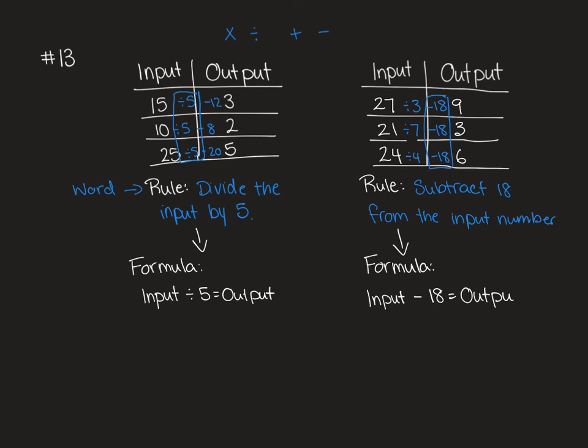So the only difference between the first 3 questions in 13 and the second 3 is that one is asking you to write it as a rule, and the next one is asking you to write it as a formula. So just a quick review. Rules are in words, and formulas use math symbols. So you'd have the division, multiplication, addition, and subtraction signs.